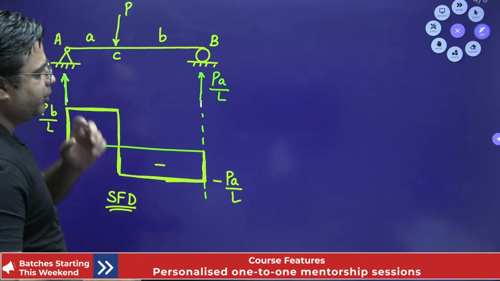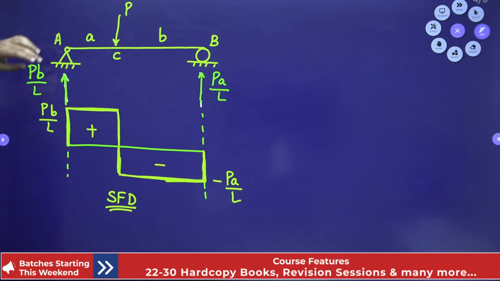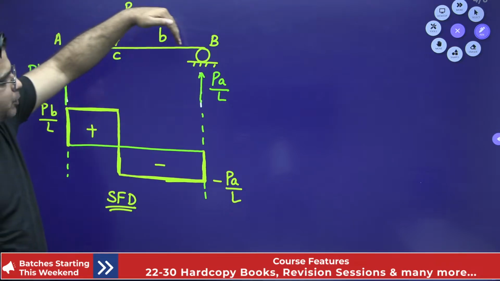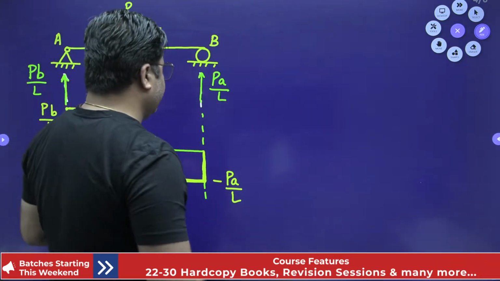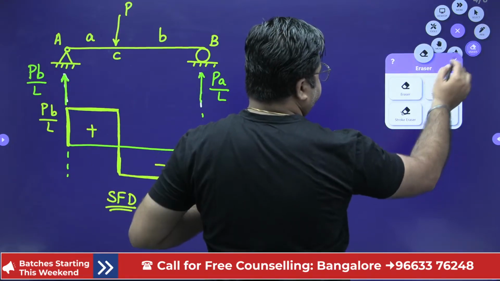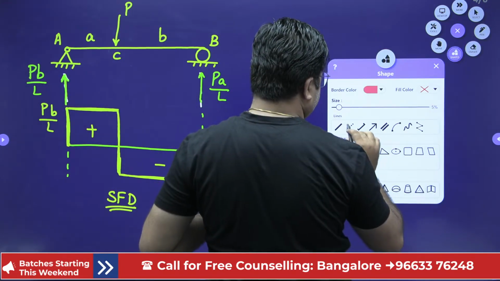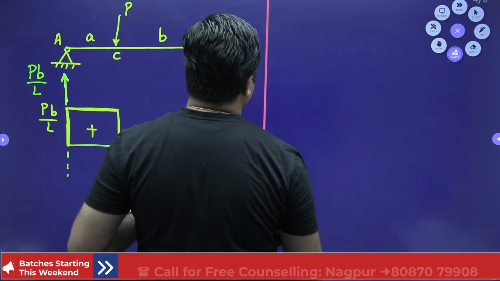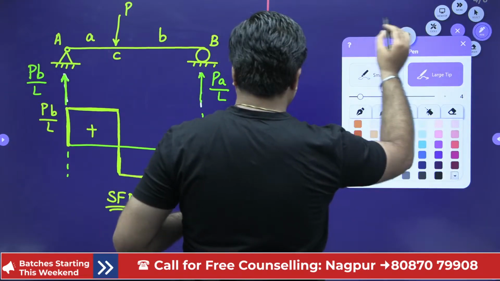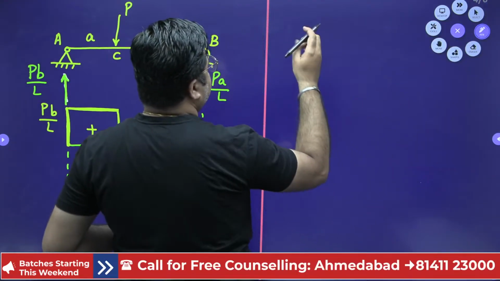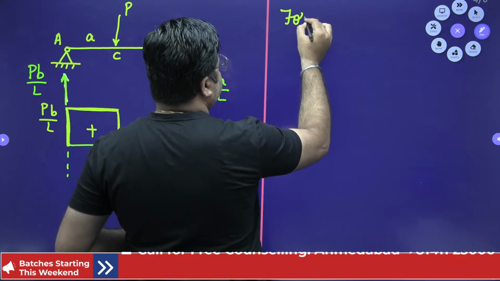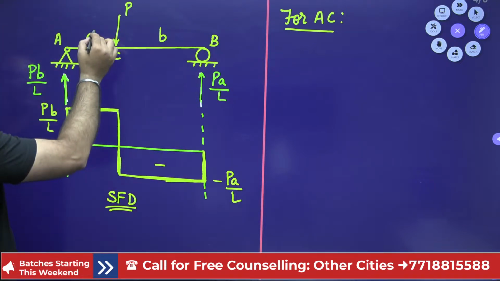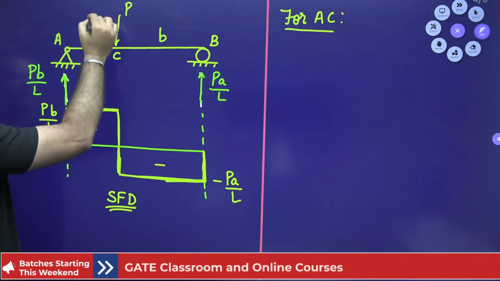Now drawing the bending moment diagram, okay. For drawing the bending moment diagram, we need to know the equation of bending moment for span AC and then for span CB, then only we can draw the bending moment diagram. So first of all, let me calculate the equation of bending moment for span AC. So for span AC, if I consider any section XX in span AC, this is my section XX.